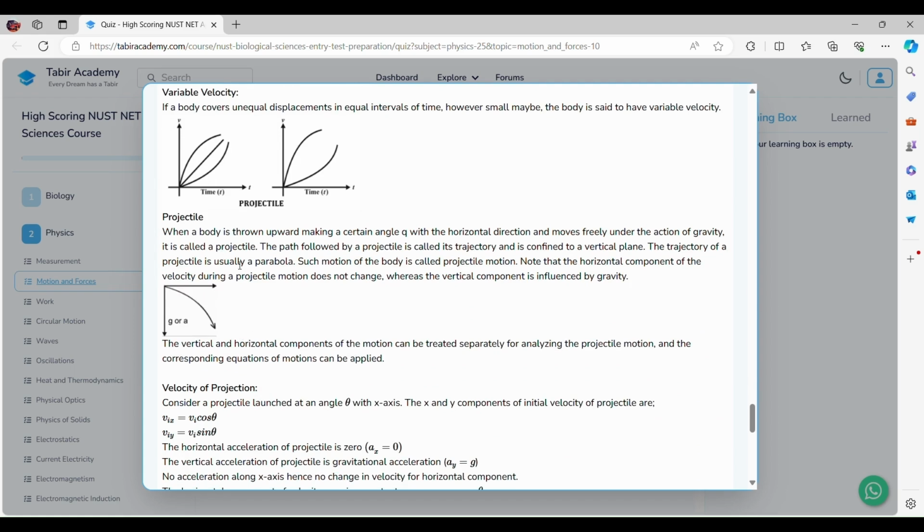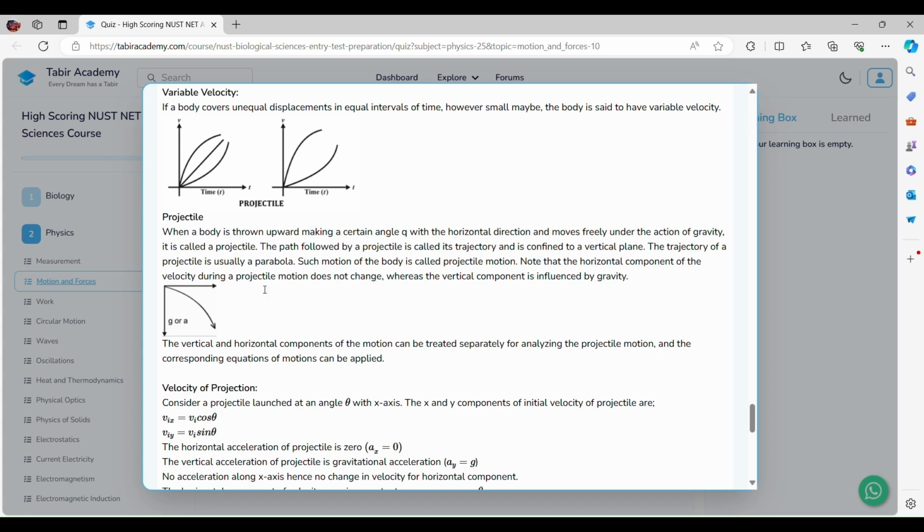Projectile. When a body is thrown upward making a certain angle theta with the horizontal direction and moves freely under the action of gravity, it is called a projectile. The path followed by a projectile is called its trajectory and is confined to a vertical plane. The trajectory of a projectile is usually a parabola. Such motion of the object is called projectile motion.